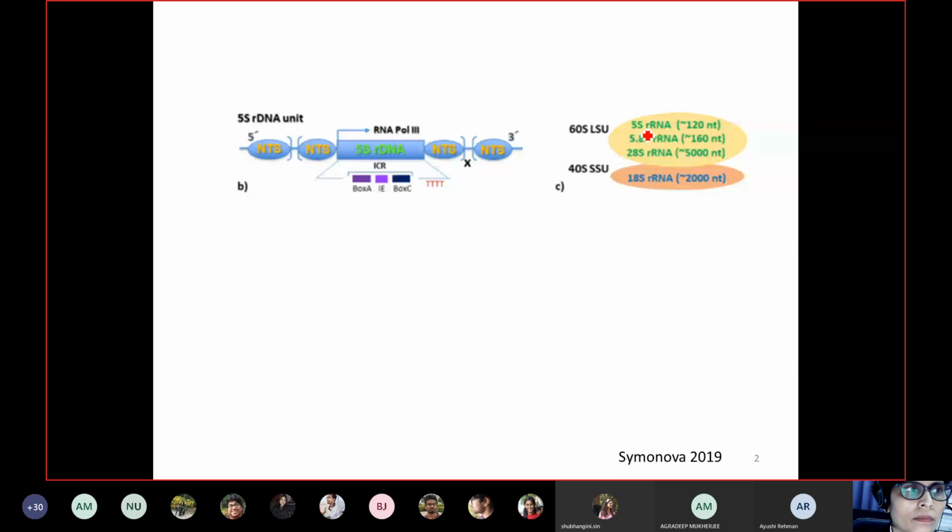As you can see here, this is the 5S RNA, which is produced from 5S DNA. And this makes the large subunit, the 60S ribosomal subunit. Now, apart from this 5S gene, it is composed of 5.8S and 28S rRNA. And actually, this is produced via a different pre-ribosomal RNA, and I can show you here.